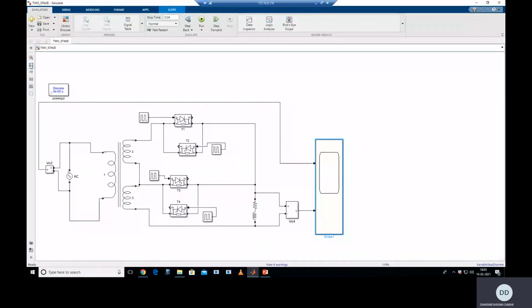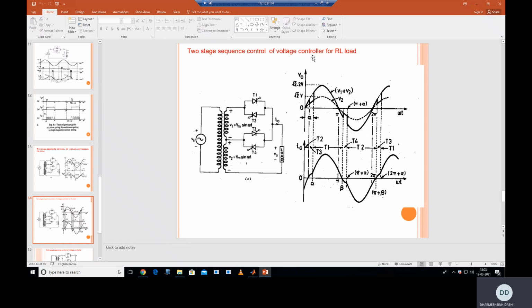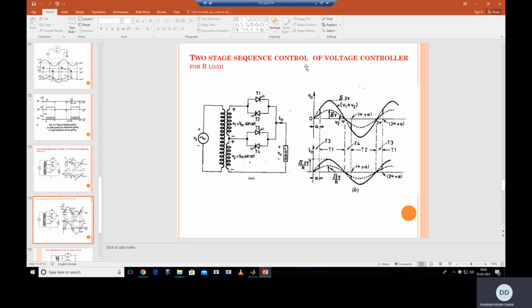So in this practical, we understand the simulation of two-stage AC voltage controller and multi-stage sequence AC voltage controller. As we have already studied in the theory, two-stage sequence control of voltage controller for R load and RL load. So as you can see in this diagram of two-stage sequence control of voltage controller for R load, here we have two stages.